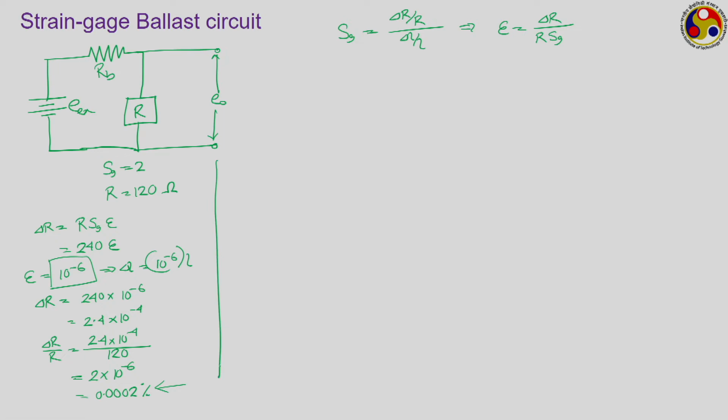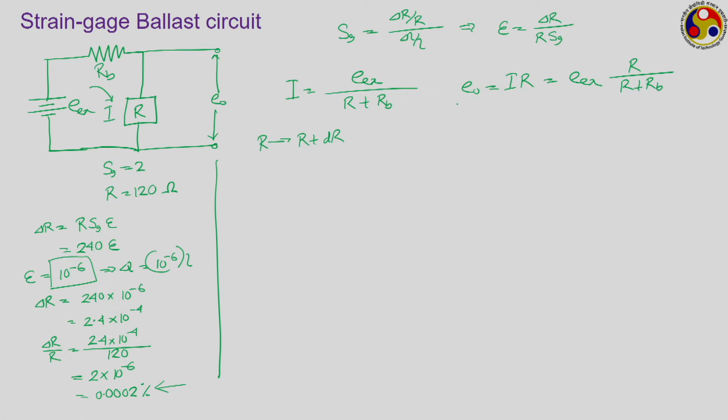In this ballast circuit, say I is the current that is flowing through this. So, how much will be the current? I will be equal to the corresponding voltage divided by the net circuit resistance, R plus RB. So, your E naught will be equal to I into R, that is EEX into R upon R plus RB. So, this is the initial situation. Now, because of the action of strain, this R changes to say R plus dr.